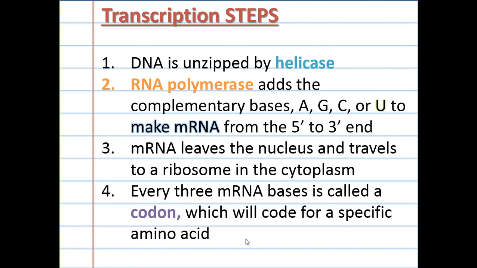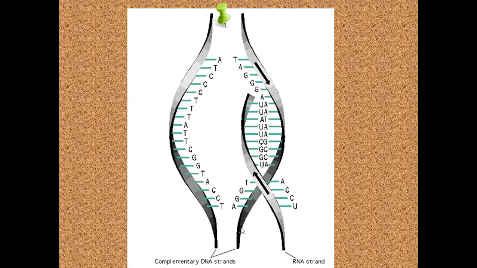Each 3 letters are going to code for a specific amino acid, and that's going to help us in the next process that we talk about next class. But you got to get used to reading the mRNA 3 bases at a time. That's a codon.